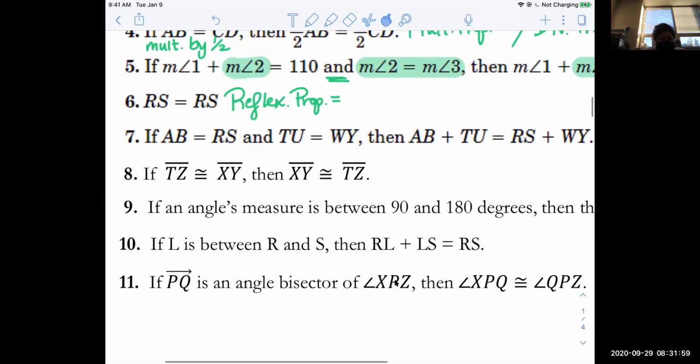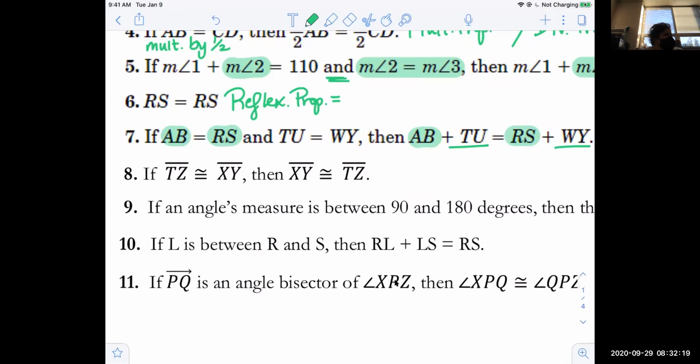Okay, so if you kind of notice AB, AB, RS, RS, what changed? Well, we added on this TU and this WY. Why are you allowed to add TU and WY on both sides? Why does that not unbalance the equation?